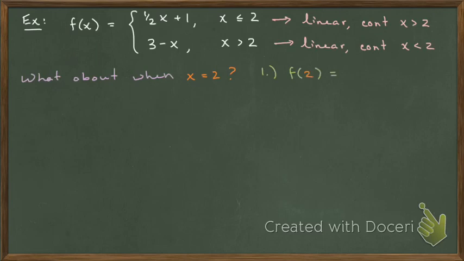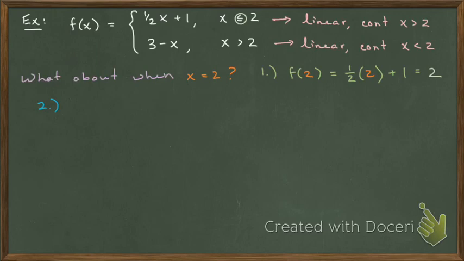Number 1, does the function exist at 2? Well, yeah, because x less than or equal to 2 implies that I can have x be 2. So when x is 2, I'm going to use the top half of my piecewise function and say that when x is 2, my function has a value of 2. 1/2 times 2 is 1 plus 1 is 2.